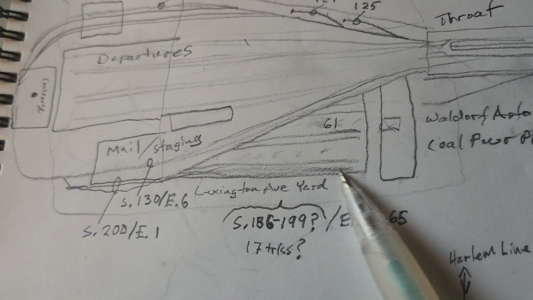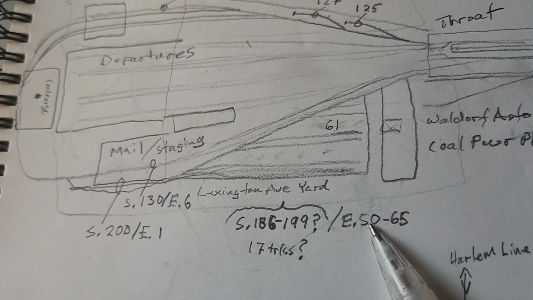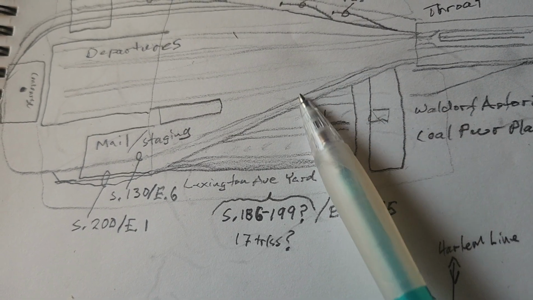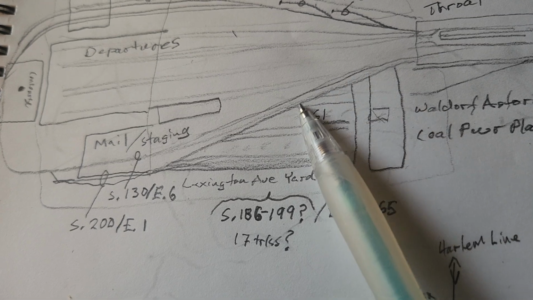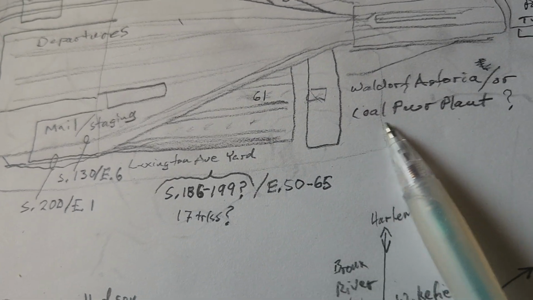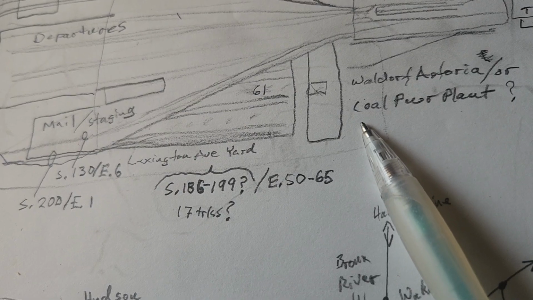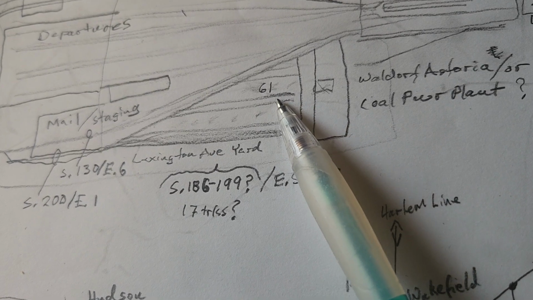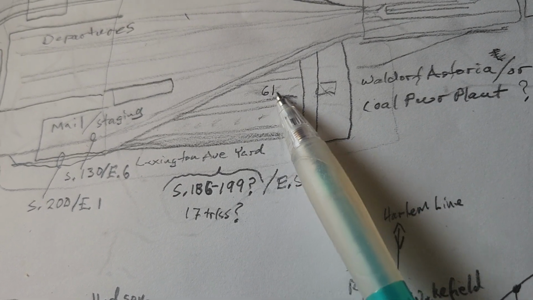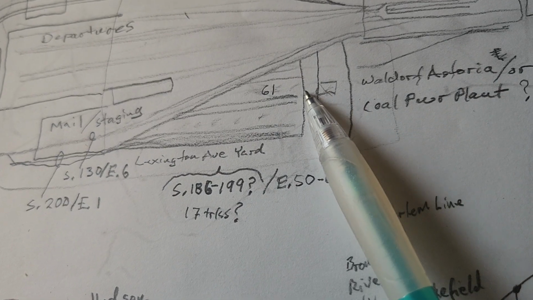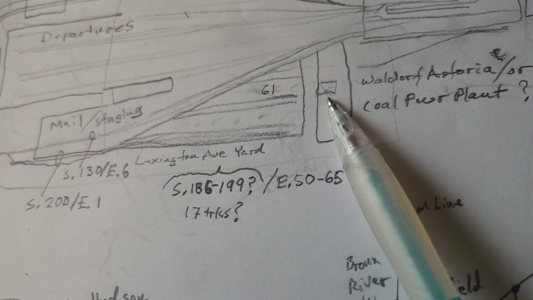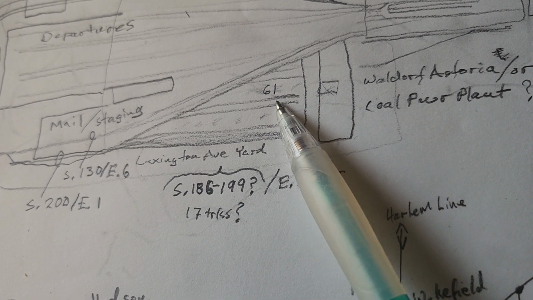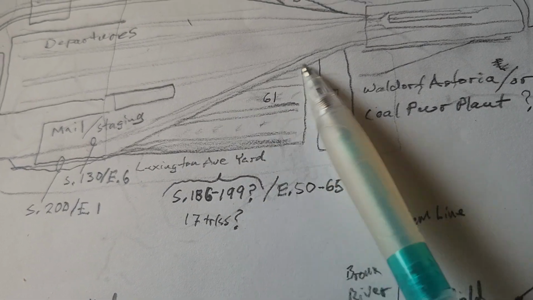So on the express level over here in this yard, there's 50 through 65, and the Waldorf Astoria is basically above this whole area here. Before the Waldorf Astoria was there was a coal-fired power plant, and I imagine that this yard was meant to serve that power plant with coal, and I believe the elevator that 61 is associated with, the elevator that can handle a car, was used to carry loads of ash from the power plant down to track 61 to take it out of the city.